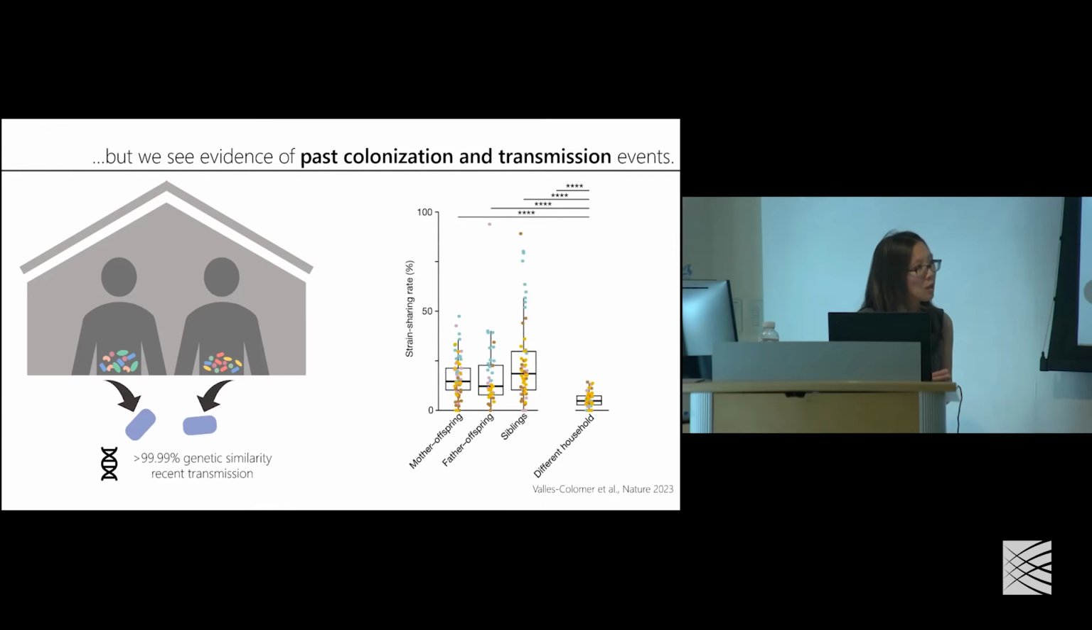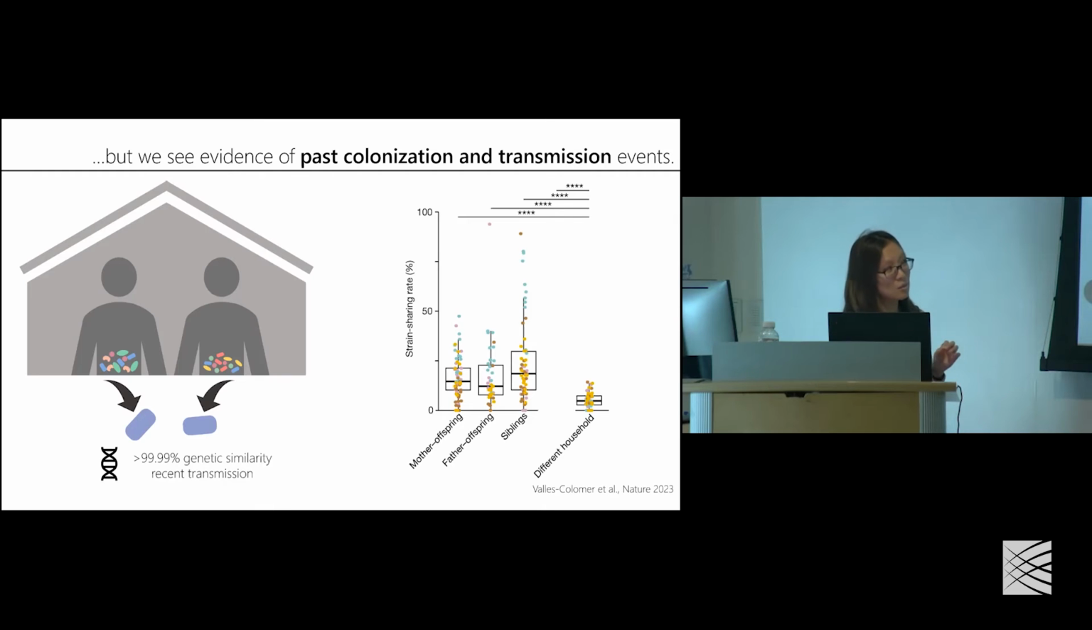And so recent large-scale studies have characterized the extent of this strain sharing in hundreds of households across the globe. They've seen, for instance, that among parents and their offspring, as well as between siblings, you tend to see a lot more of this strain sharing than you do between subjects who live in different households. And so this is all in line with what I told you, that these environmental influences play a major role in the initial assembly of the gut microbiome.